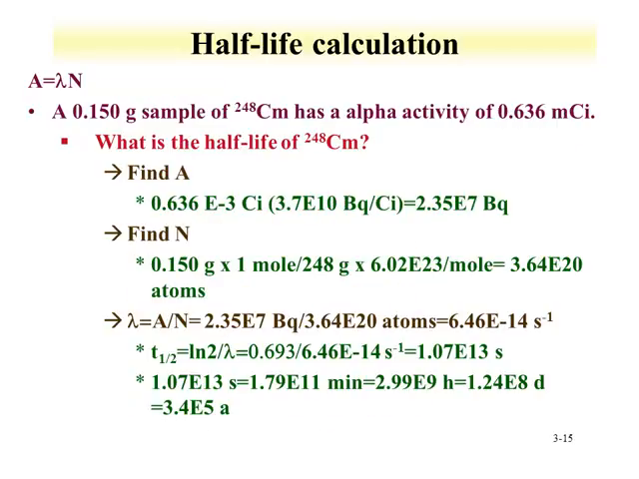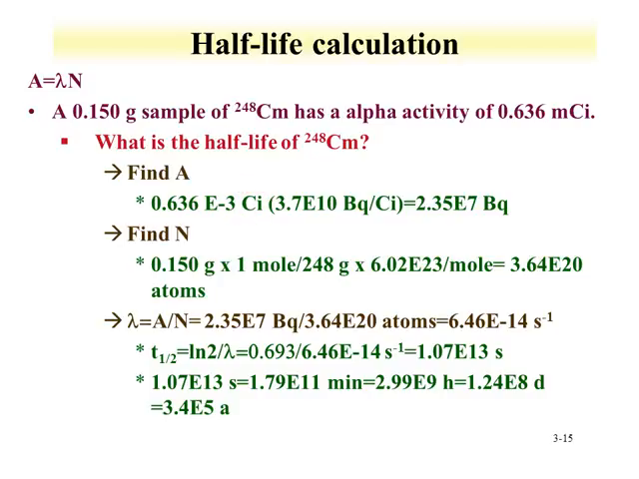Okay, another example for a half-life calculation, and this is for something with a longer half-life. Imagine I have 0.15 gram of curium-248, and it has a measured alpha activity of 0.636 millicurie. What's the half-life of the curium-248? We utilize this equation, activity equals lambda N. First we need to find activity. I said that it's 0.636 millicurie, so that's 0.636 times 10 to the minus third curie. Ci is our unit for curie.